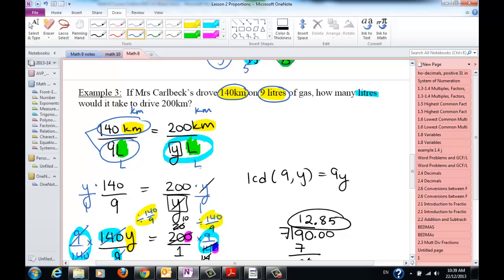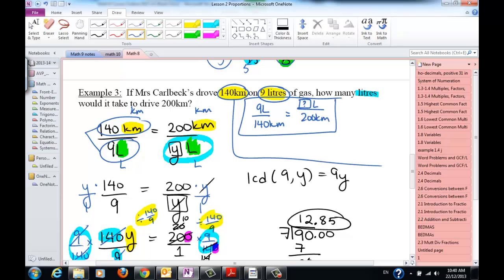You could have set it up the other way where you had 9 liters over 140 kilometers, and that would have been perfectly fine as well. If you did that, we would get 9 liters per 140 kilometers. And I would have wanted to go, I'm not sure how many liters it's going to take me to go 200 kilometers. You can still solve this doing kind of the same method, and you'll still get the same answer. You'll still get 12.85 liters. You would just solve it slightly differently.